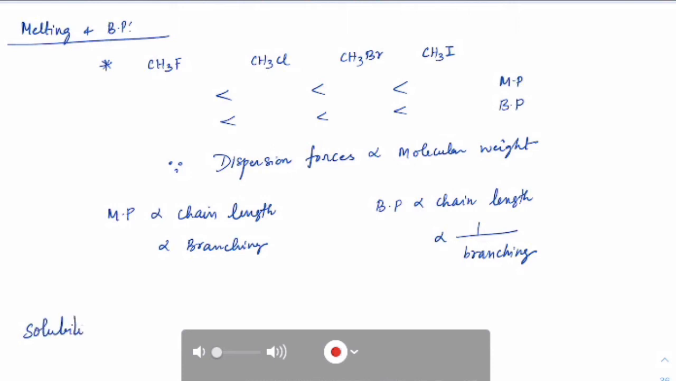Last thing in physical properties, solubility of alkyl halide RX in water.